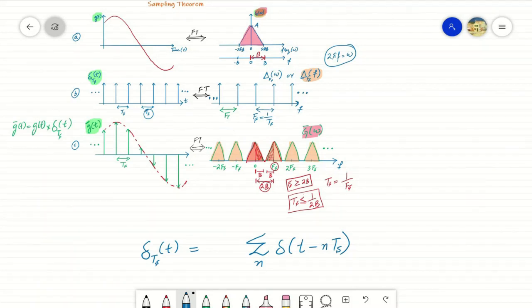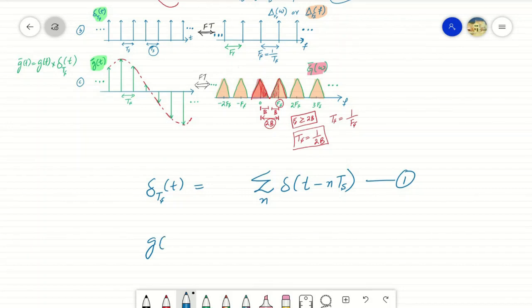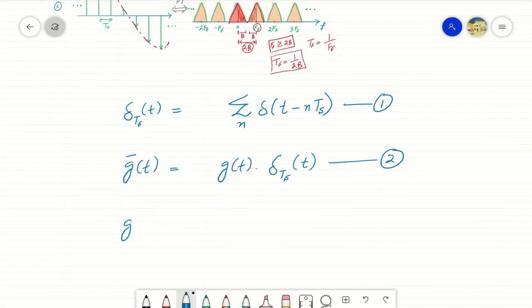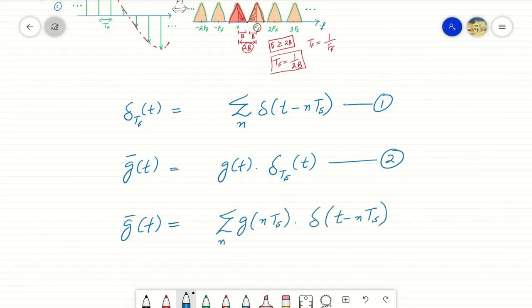In order to obtain the sampled signal which was represented by g bar of t, we multiplied the given continuous signal g of t with this impulse train signal, that was delta Ts. So by substituting equation number 1 in equation number 2, we can obtain a time domain expression for the sampled signal g bar of t, which is equal to, that is choosing the samples of g of t after every Ts seconds, while n here represents the index of these chosen discrete samples.